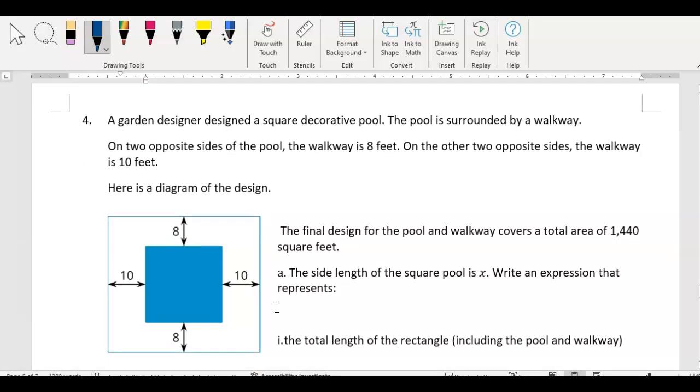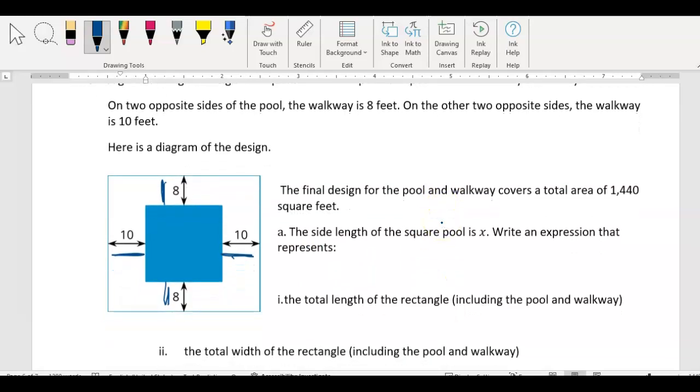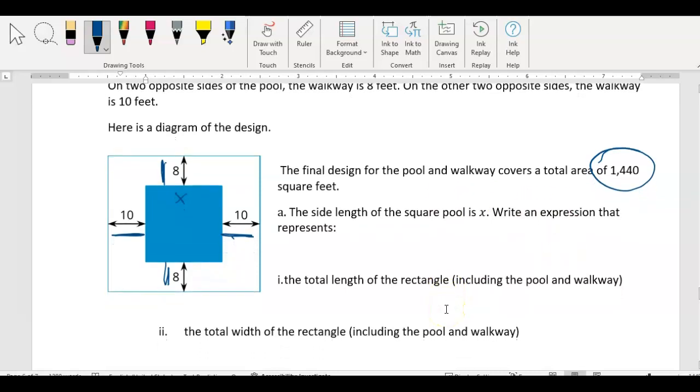All right. Let's look at number 4. A garden designer designed a square decorative pool. The pool is surrounded by a walkway. On 2 opposite sides of the pool, the walkway is 8 feet, so 8 feet this way. And on the other side, it's 10 feet. So this is the diagram. The final design for the pool and walkway covers a total of 1,440 square feet. The side length of the square pool is x.